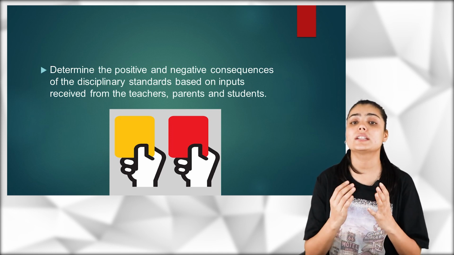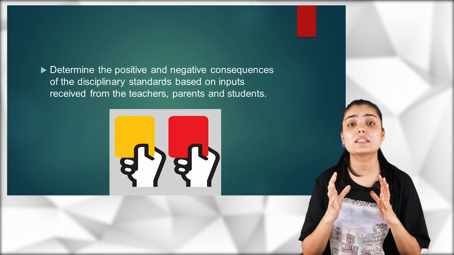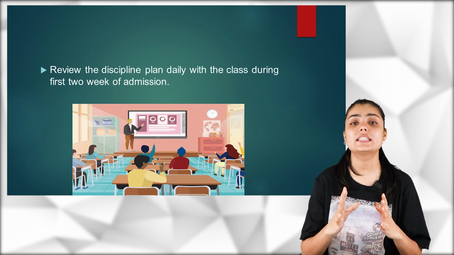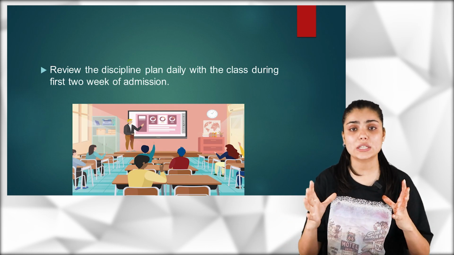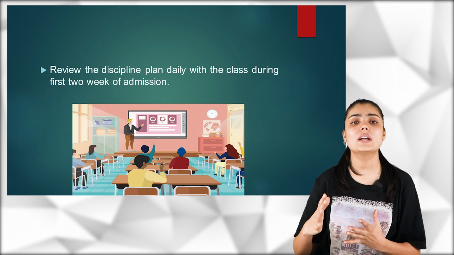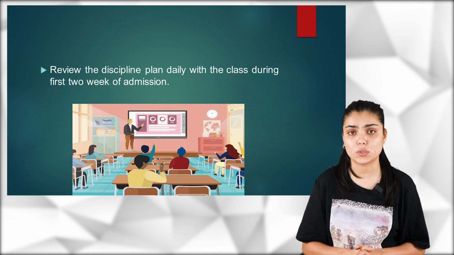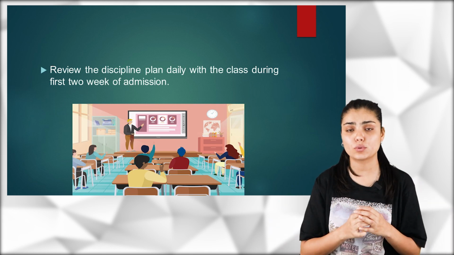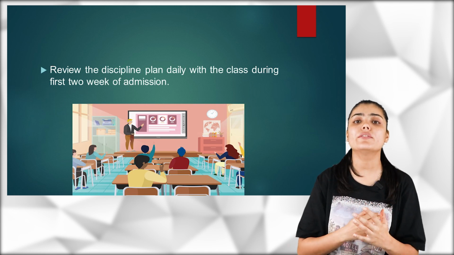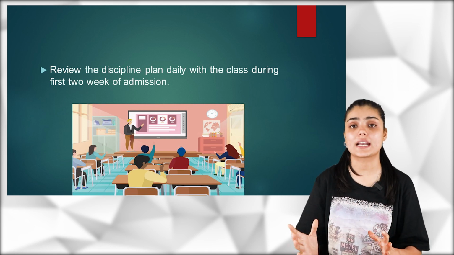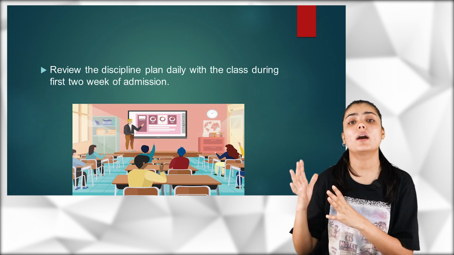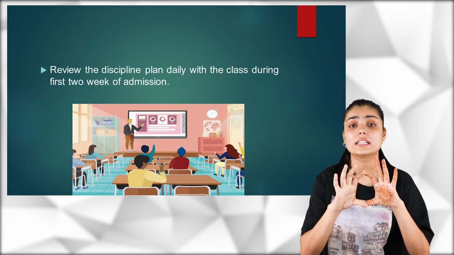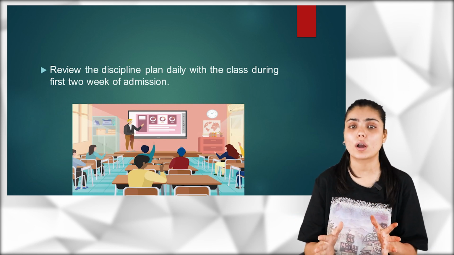In order to make sure that the students are well aware about the disciplinary standards of the institution, there must be a review of the disciplinary plan with the classroom for a period of time once the students are admitted to the institution. After the students have done the admission, with the entire classroom, a teacher can go and review the disciplinary plan of the organization so that the students become aware about what is expected from them, how they are supposed to behave, what are the disciplinary standards of the particular organization.